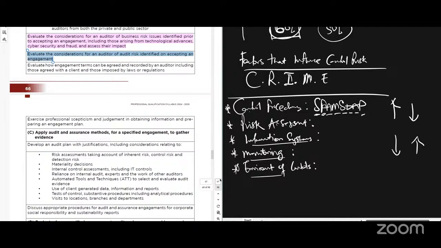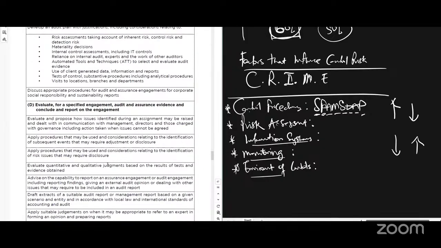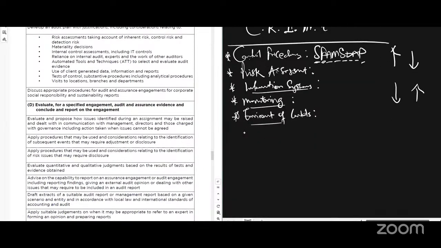Okay. So now they've instituted things like bringing in IT controls. You'll be doing a lot of IT controls because now almost most companies are automated. So automated tools and techniques, AI, use of client-generated data, information and reports, tests of controls. Are you getting it? Then you should be able to evaluate for the specified engagement and take audit evidence.